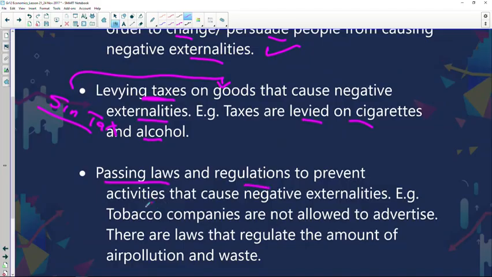Also, the passing of laws and regulations to prevent activities that cause negative externalities.